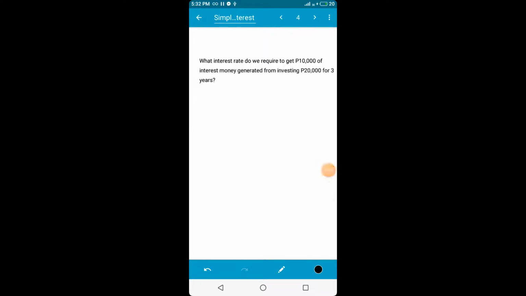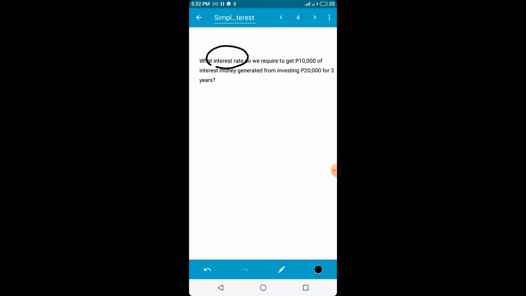Next, what interest rate do we require to get 10,000 pesos of interest money generated from investing 20,000 pesos for 3 years? Okay, so this time, what we are looking for is the interest rate. The problem asks what interest rate is needed to get 10,000 pesos as interest amount, or profit, from the investment of 20,000 pesos for 3 years.